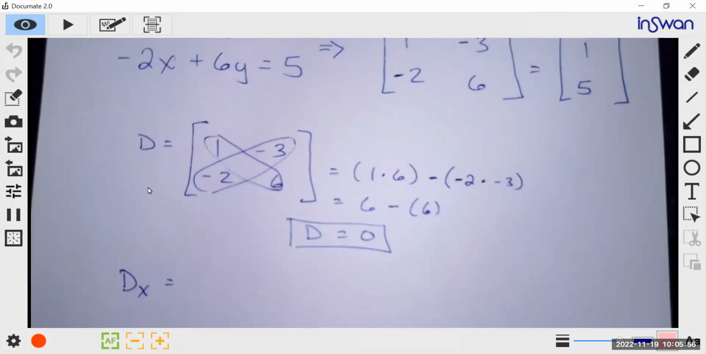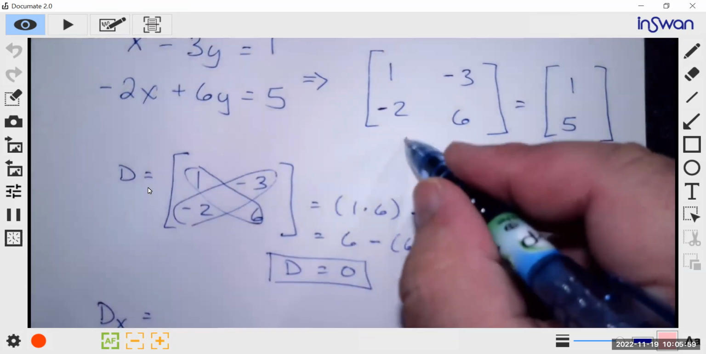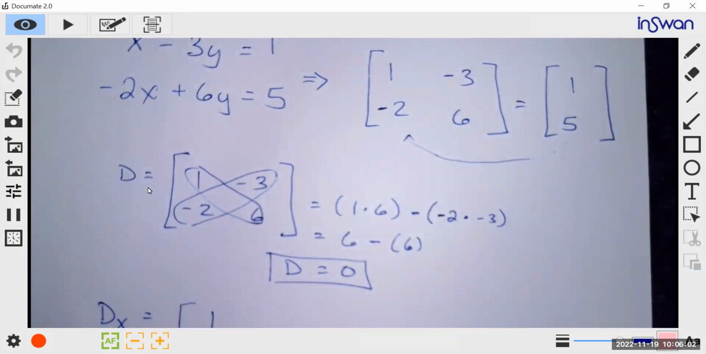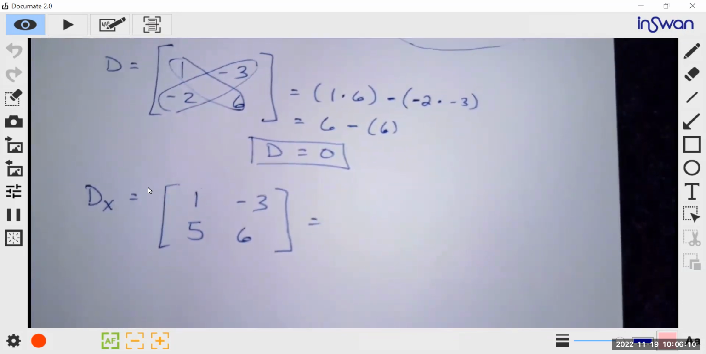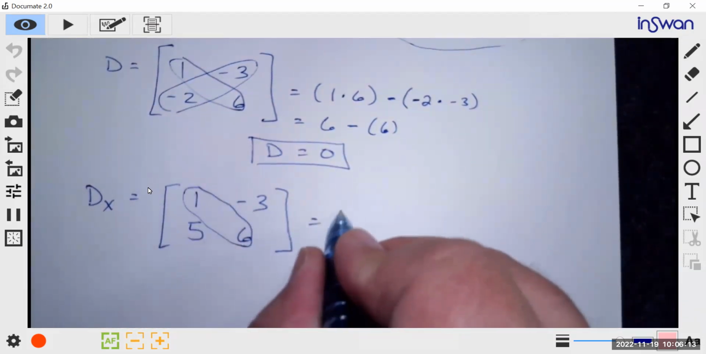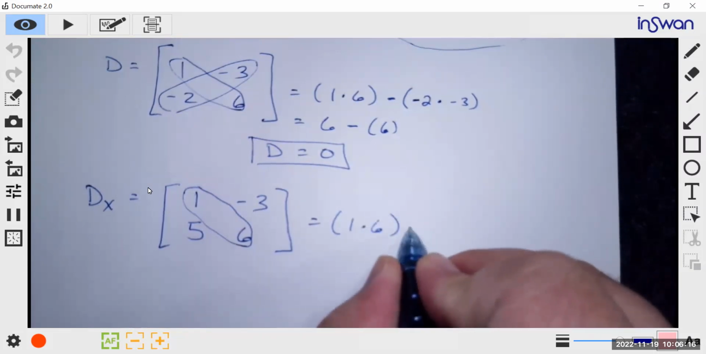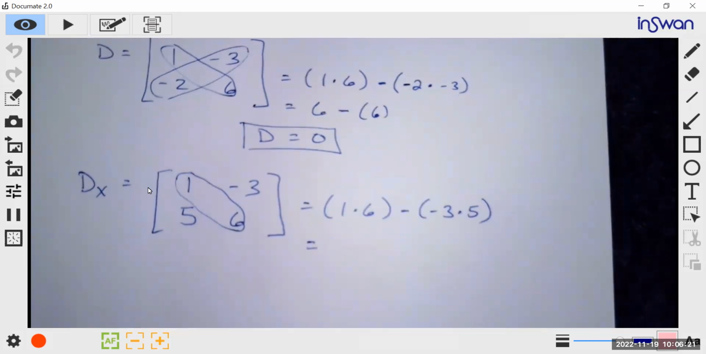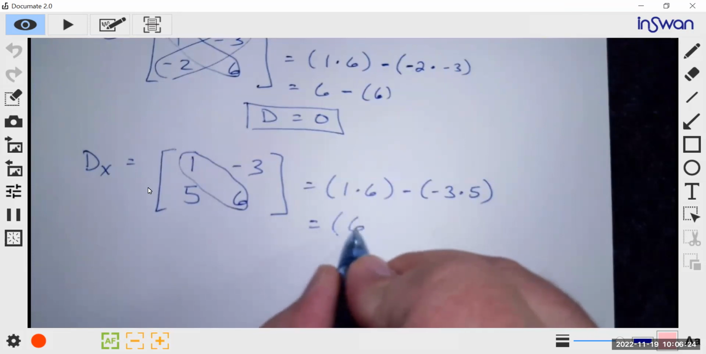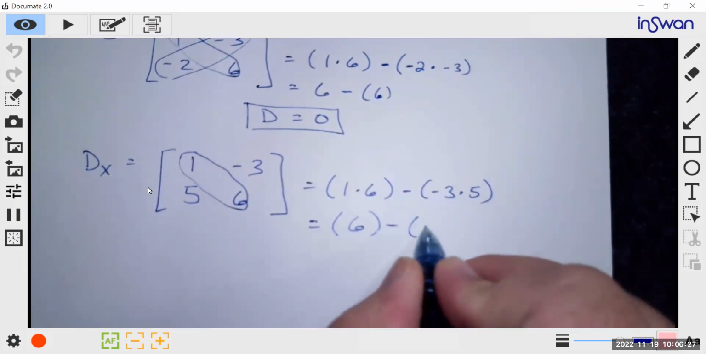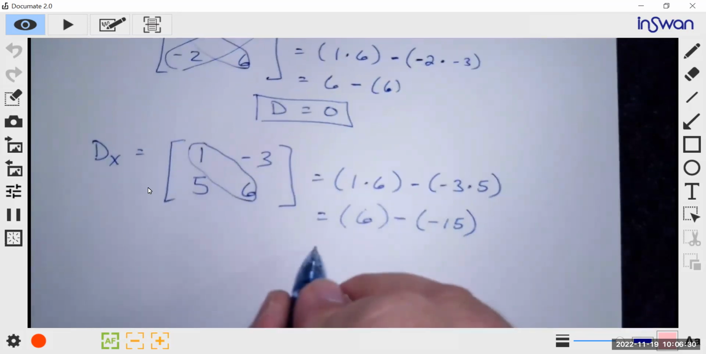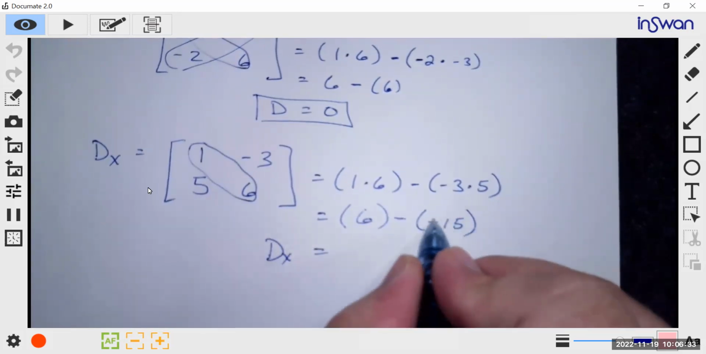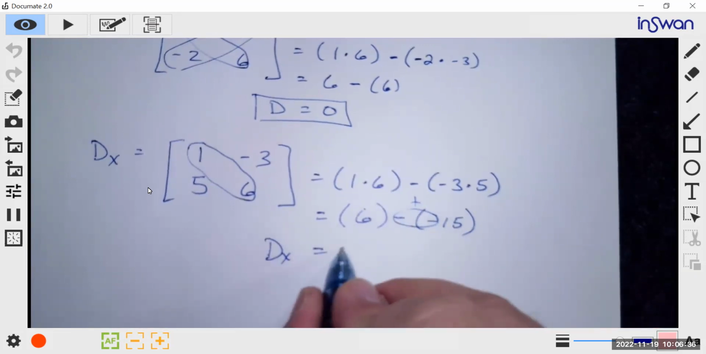Let's look at Dx. So we take the answers and put them in place of the x: 1, 5, negative 3, 6. One times 6 minus negative 3 times 5. 1 times 6 is 6. Negative 3 times 5 is negative 15. That changes to a plus. 15 plus 6 is 21.